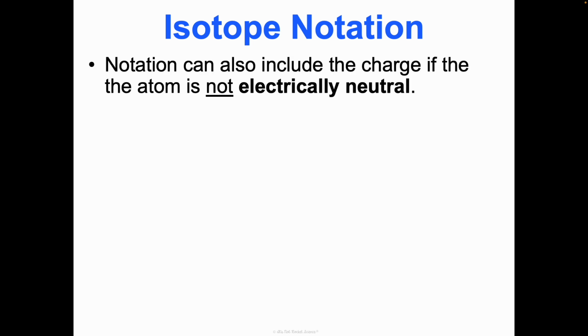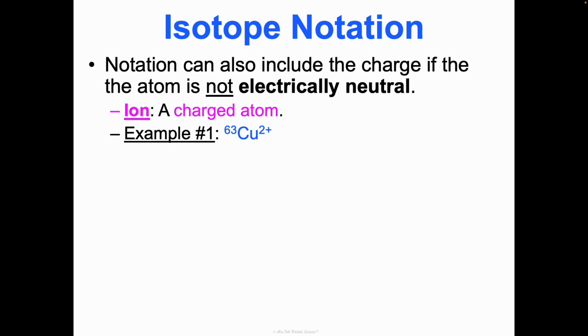Now, notation can also include the charge if the atom is not electrically neutral. So if we don't see a charge, we're going to assume it's electrically neutral. That means the total number of electrons is equal to the total number of protons, or the atomic number. If there's a charge, that is now considered to be an ion. That is a charged atom. So for example, copper-63 with a 2 plus charge.